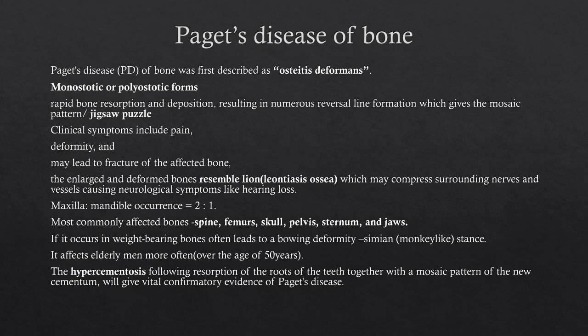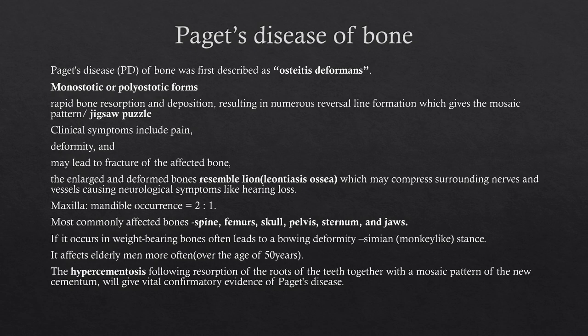The clinical symptoms include pain because there is resorption, also increased bone formation there. Bone formation can result in narrowing or compressing the nerves, so there can be pain. There is deformity in the bones, which may lead to fracture of the affected bone. If it is going to be in the resorptive stage, there can be fractures. The enlarged and deformed bones resemble a lion. The other name is leontiasis ossea, which may compress the surrounding nerves and cause neurological symptoms like hearing loss.